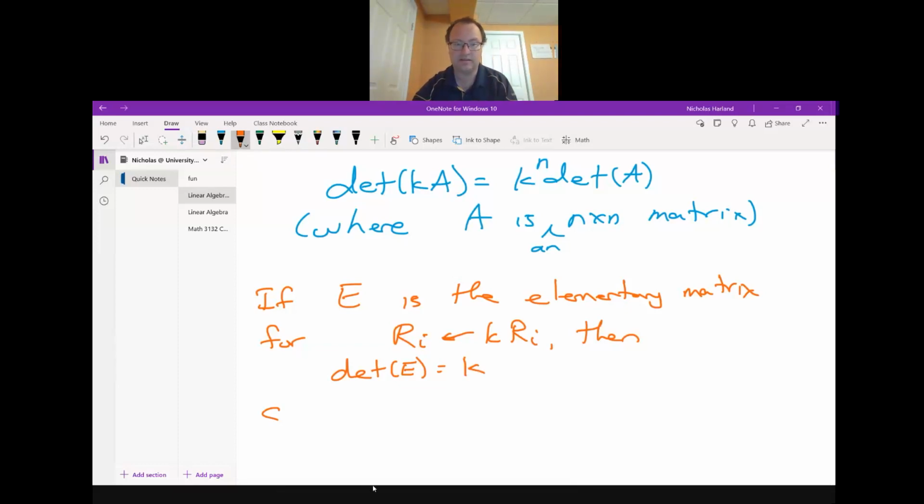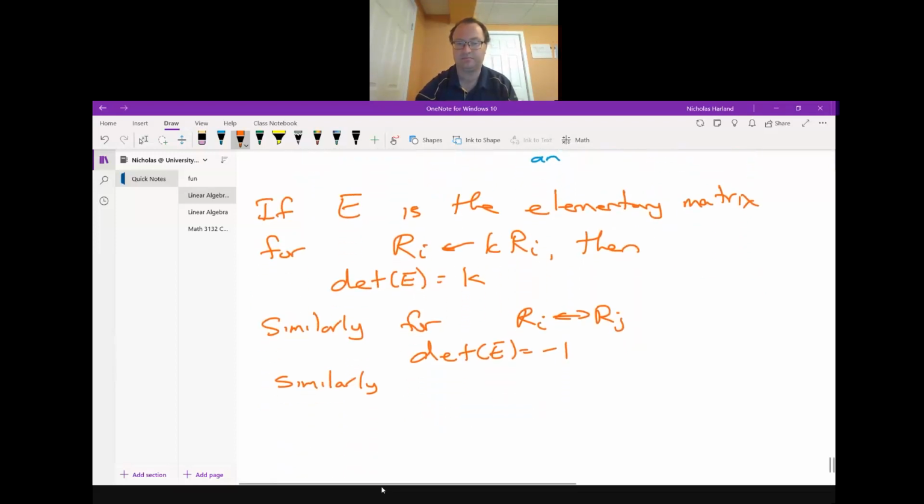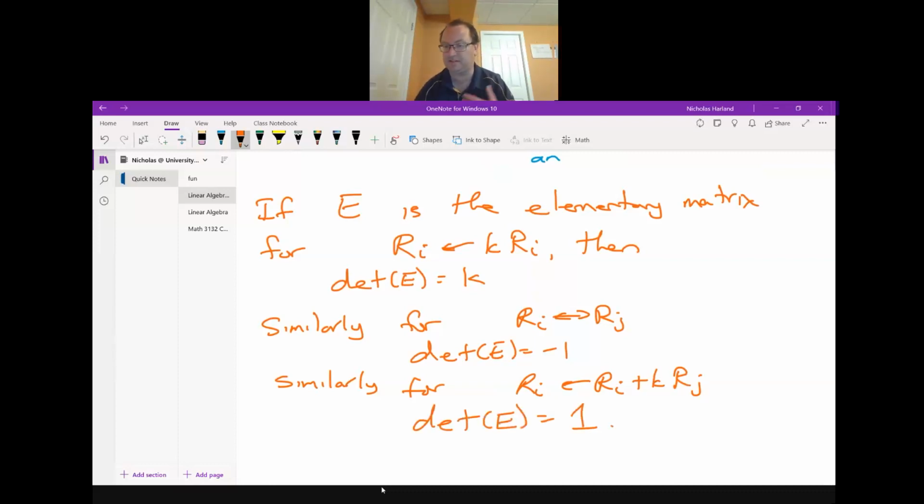And similarly, for swapping two rows, the determinant of that elementary matrix would be -1. And if we take row I, that's row I plus a multiple of another row, the determinant of E is equal to 1. So we can verify these things directly.